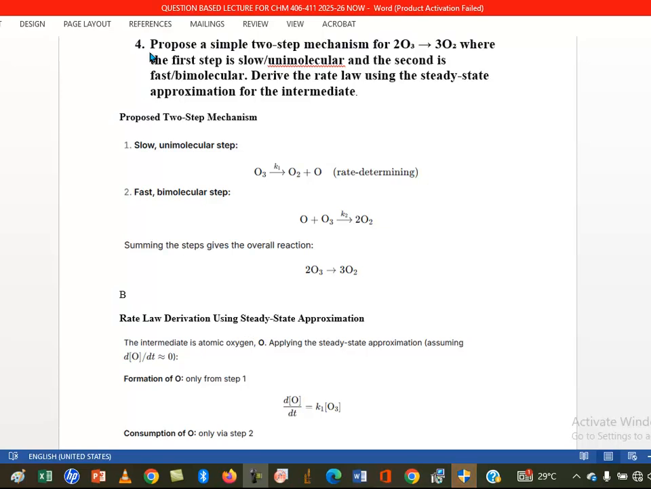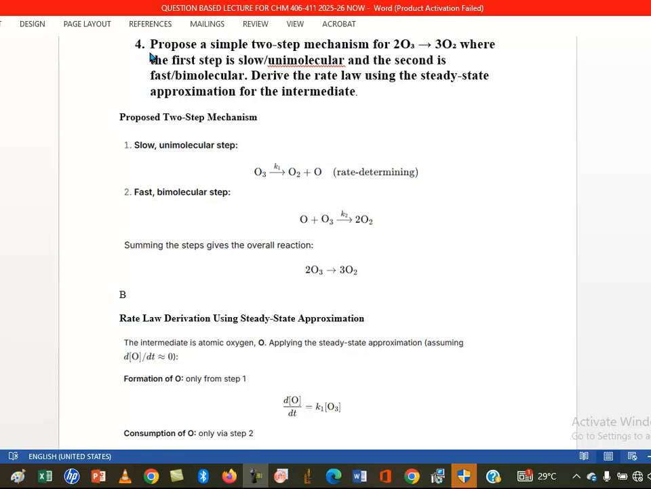Okay, so I'll be starting from question 4, and I hope I can be much more concise so that you can understand what is going on.